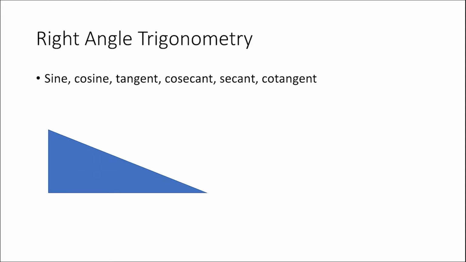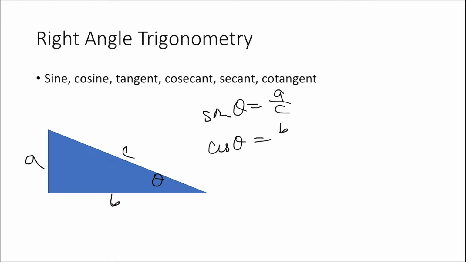So first, let's go over right angle trig. Let's label the lengths A, B, and C. So we have sine theta. Let's call this theta. It's going to be A over C. We have cosine theta, which is B over C. We have tangent theta, which is A over B.